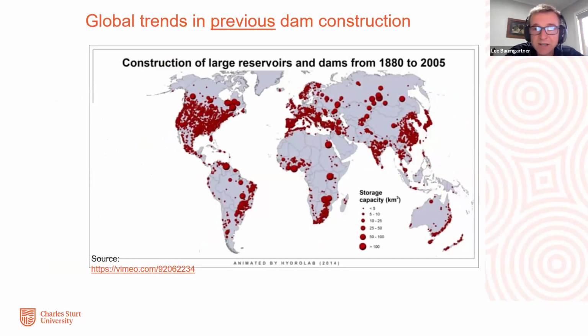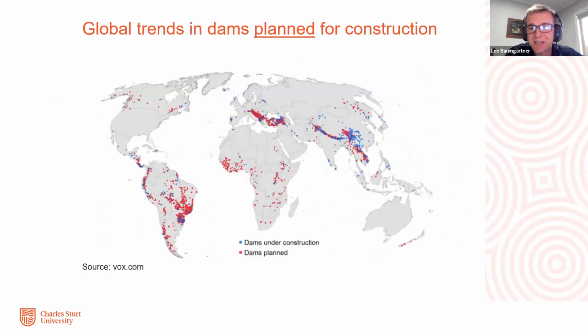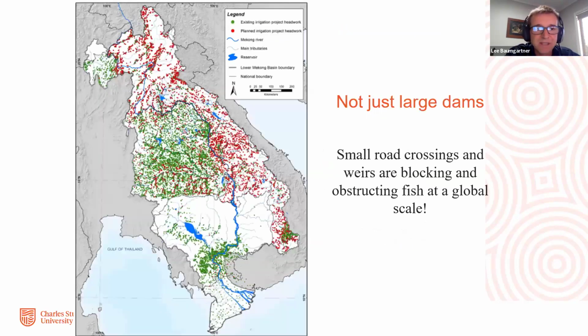If you go to the next slide, it shows dams that are planned for construction. And some of the areas that are very heavily dammed already aren't building that many new dams. And a vast majority of new dam construction is occurring in the Southeast Asian region, and also in South America, and also through the Middle East. So there are some very defined hotspots now around the world where river development is ramping up. Next slide, please.